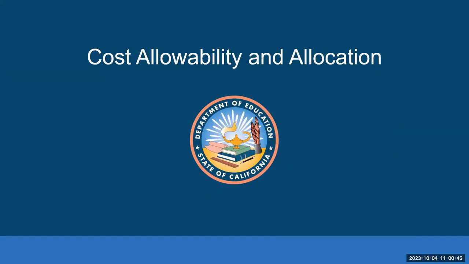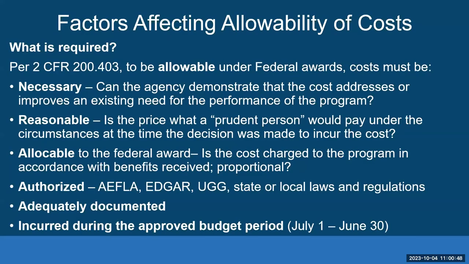Is cost allowability and allocation. This one has a lot of information, and I'm really sorry for having so much information on some of the slides. But on this specific one, I want to include all these factors because all of these are to be considered when you're spending each cost. So definitely you will need to refer to this one when you are planning to spend AEFLA funds, because all need to be considered. I'll tell you that if the answer to necessary, reasonable, and allocable is that you can support those three, the rest are pretty standard.